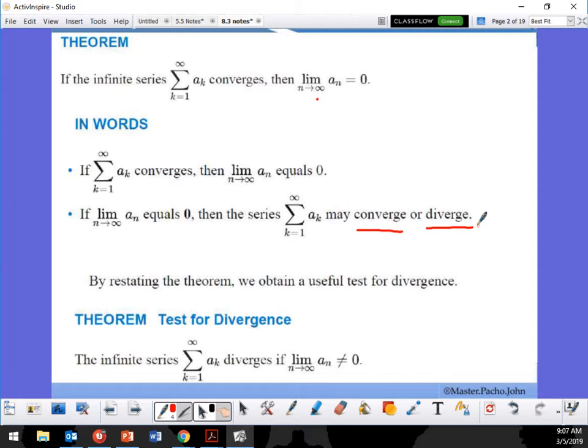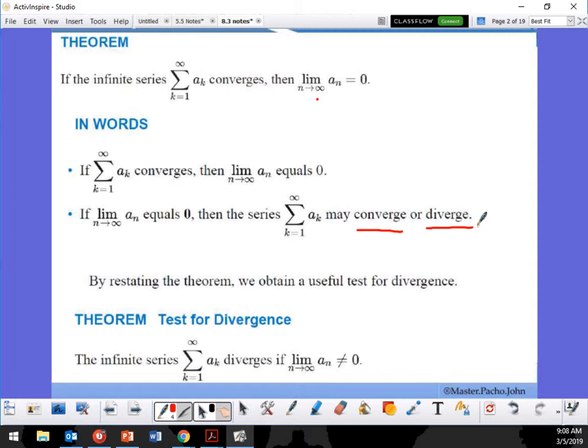Here's an analogy. All thumbs are fingers, but not all fingers are thumbs. All squares are rectangles, but not all rectangles are squares. Or, all dolphins are mammals, but not all mammals are dolphins. So that's what it means. You can't work it the other way, because the other way it's going to converge or diverge. If the series converges, it goes to 0, but just because the limit is 0, it could go either way. So I can't start with the limit.